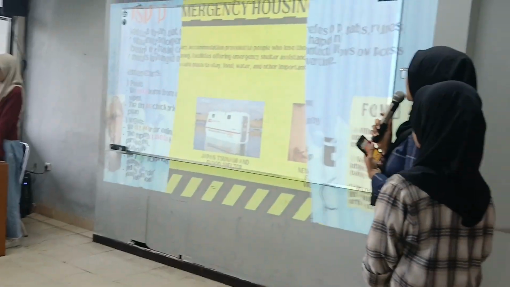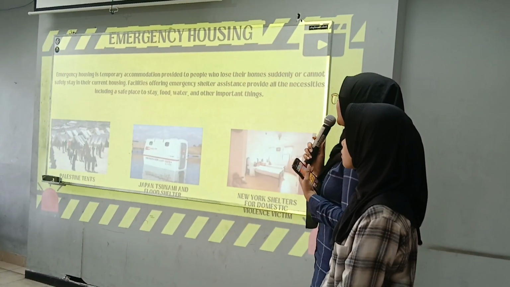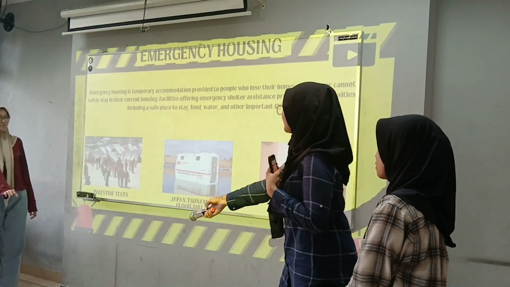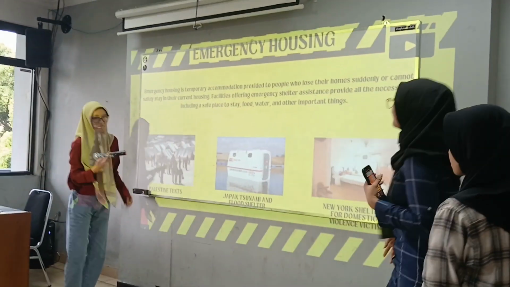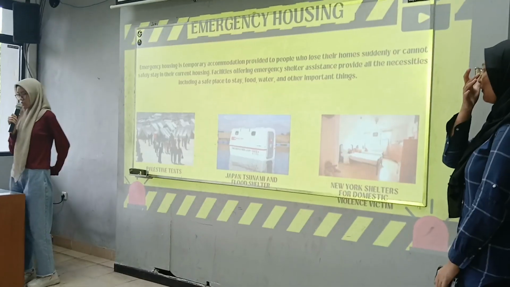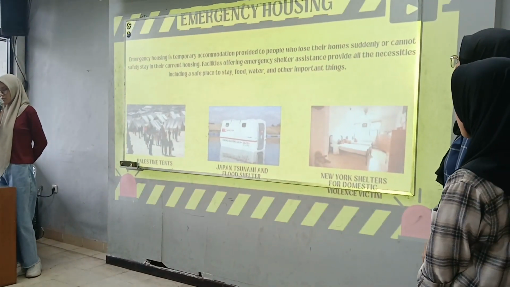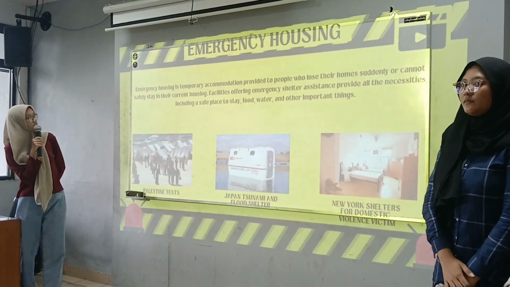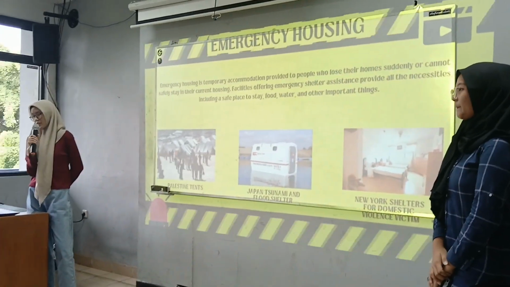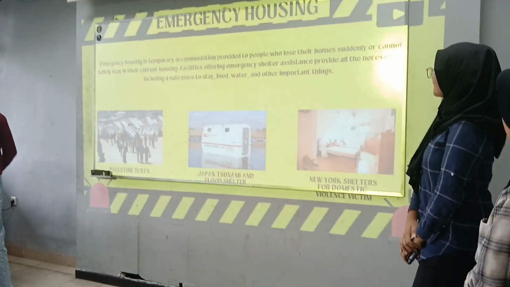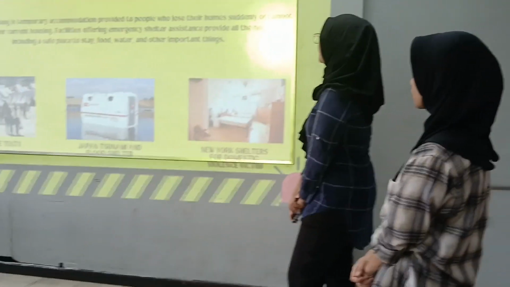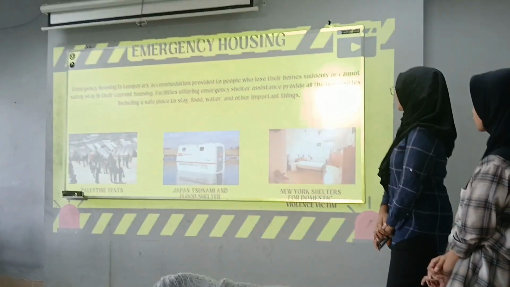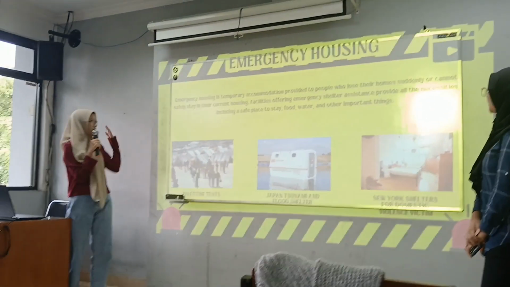Next is emergency housing, which will be explained by Zara. Emergency housing is temporary accommodation provided to people who lose their homes suddenly or cannot safely stay in their current housing. Facilities offering emergency shelter assistance provide all the necessities, including a safe place to stay, food, water, and other important things. This is an example of emergency housing.